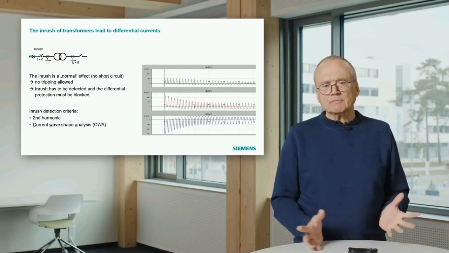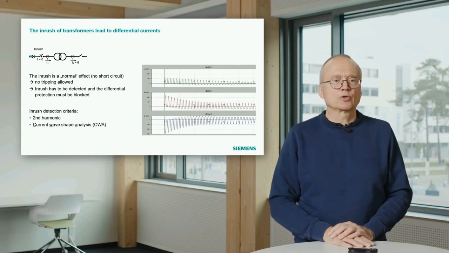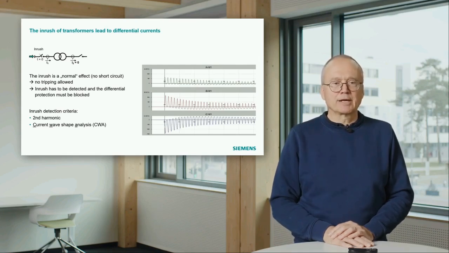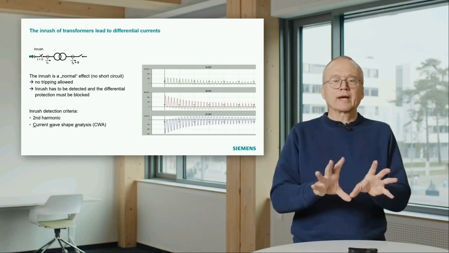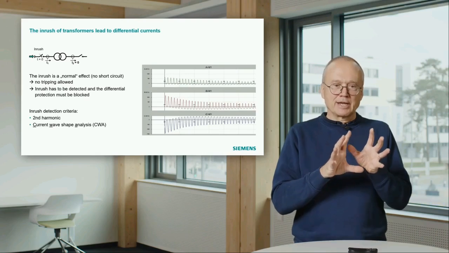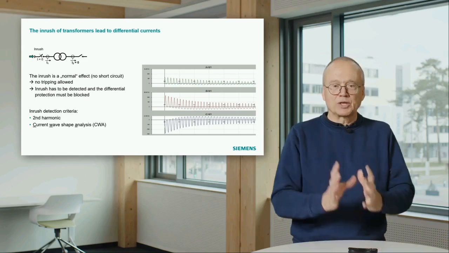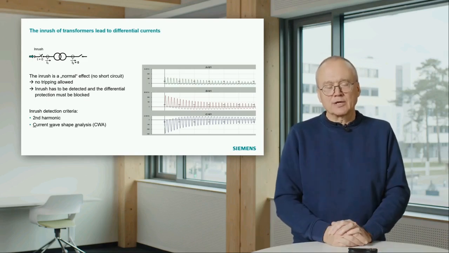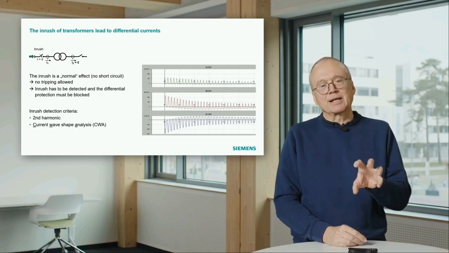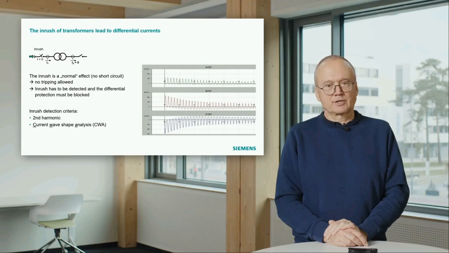And for that reason, we are now using an additional approach to detect that, the so-called current wave shape analysis. That means we look at the pattern of the current curve, and there are special features you have in this pattern which are characteristic for an inrush, and this pattern analysis is then used to block the protection in case of an inrush.